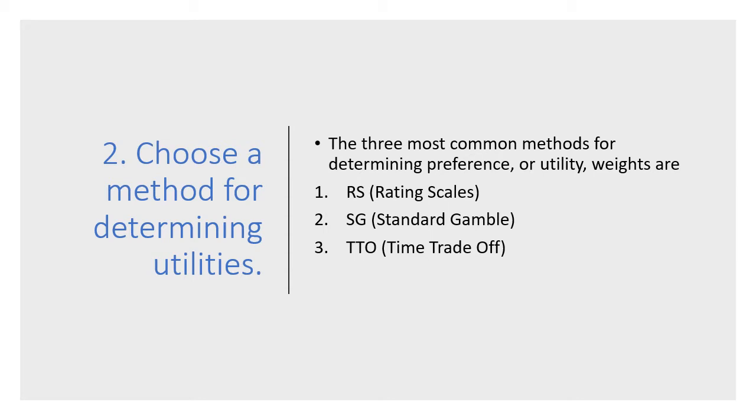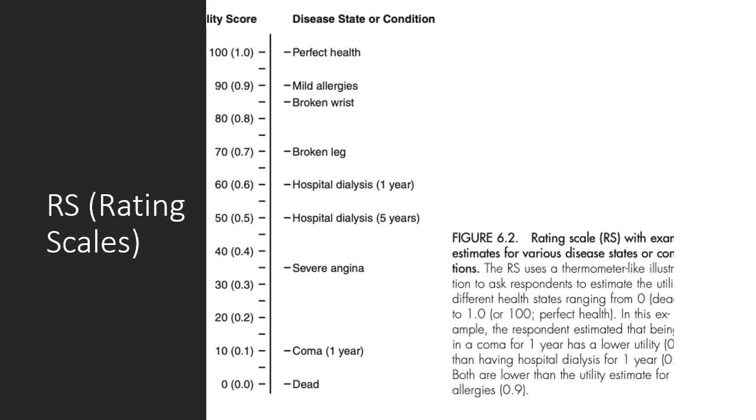The second step is to choose a method for determining the utilities. Now, there are three common methods to determine the utilities. The first one is rating scale, the second one is standard gamble, and the third method is time trade-off. Now we will move on to the methods for determining the utility. The first one is the rating scale.